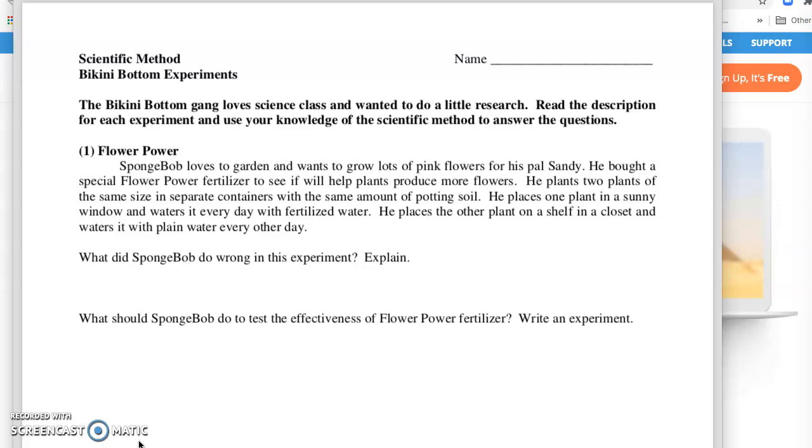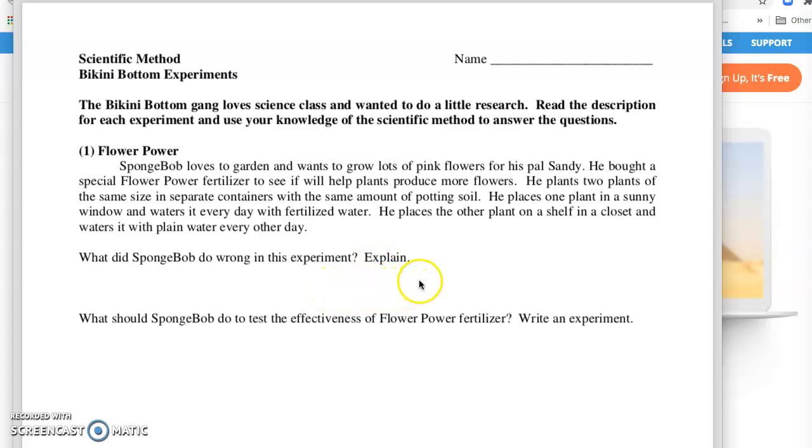Today, you are doing the scientific method, Bikini Bottom experiments. Basically, in these experiments, they set them up, and you have to go through and look at, like in Flower Power here, you have to find out what's wrong with the experiment.